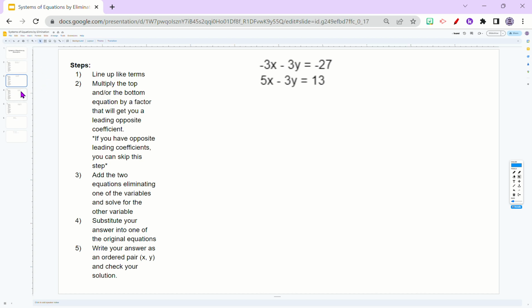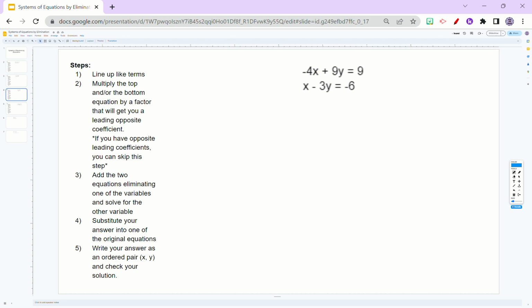So our next example, we have negative 4x plus 9y is equal to 9, and then we have x minus 3y is equal to negative 6. All right, well, just by looking at this, do we have opposite leading coefficients? Right in front of here, we have a 1. Negative 4 and 1, those aren't opposite leading coefficients. What about 9 and negative 3? Nope, again, they're not opposites.